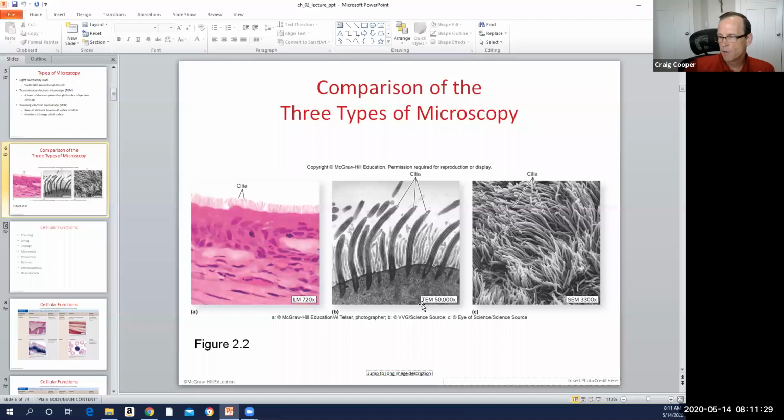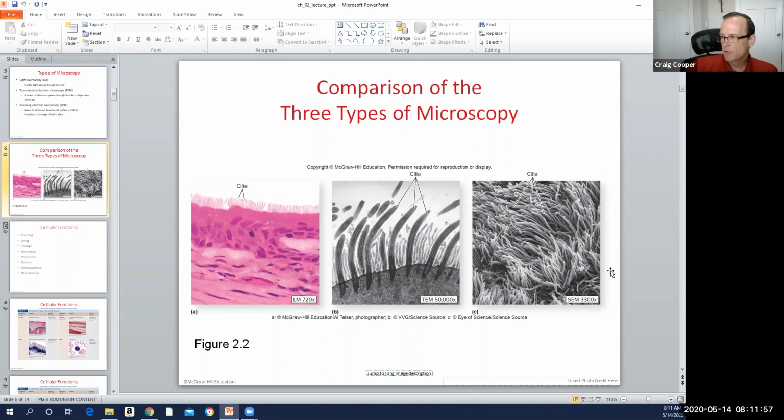With this transmission electron microscope, we're able to increase the magnification in this image up to 50,000 times its normal size. And so we get a lot more clarity of the image, a lot more detail. It's a lot more of a close-up. But it still is a flat 2D image. So both of these first two are just flat images, so they lack depth perception.